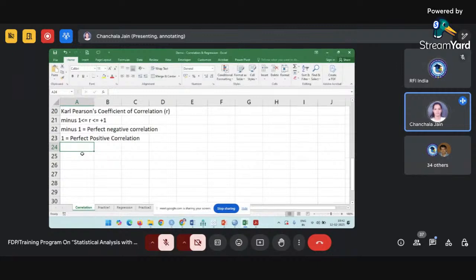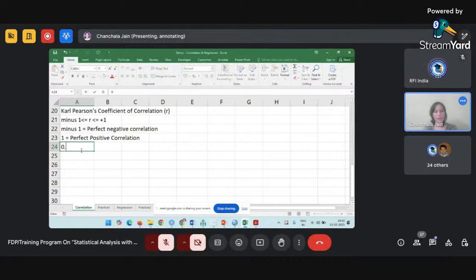Fine. Moving next, suppose r is coming. When r is ranging from 0.75 to 1, it is generally known as a strong correlation. When it is between 0.5 to 0.75, it is known as moderate. When it is less than 0.5, it is low or weak.